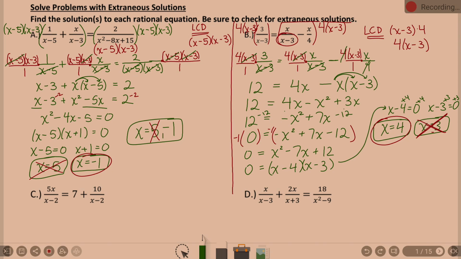One thing I will watch for here, negative x squared, right? Don't try and factor negative x squared. Multiply by negative 1 to get it that way. Okay, well, let's jump to C.